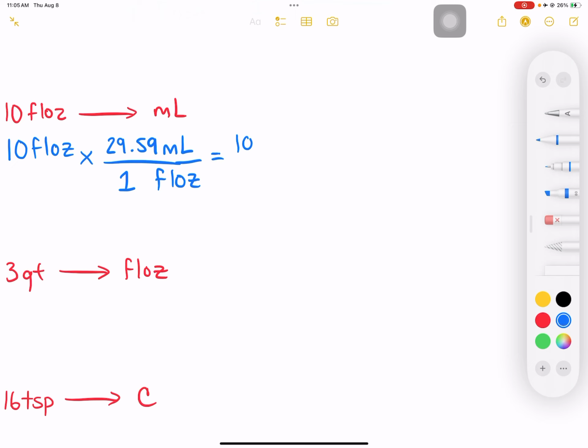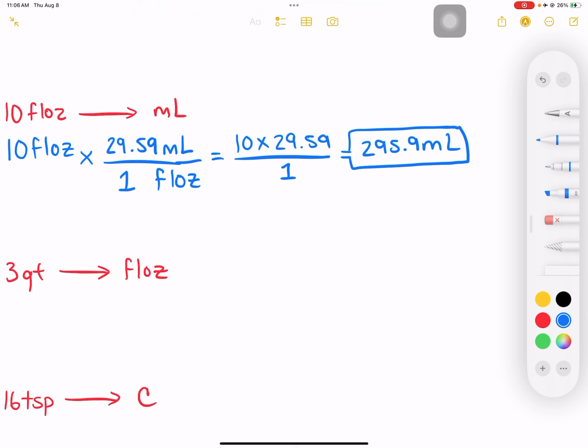So this looks like 10 times 29.59 divided by 1. If you do this in the calculator, that's going to be 295.9, and my remaining unit is milliliters. Okay, 10 times 29.59 divided by 1 is 295.9 milliliters.